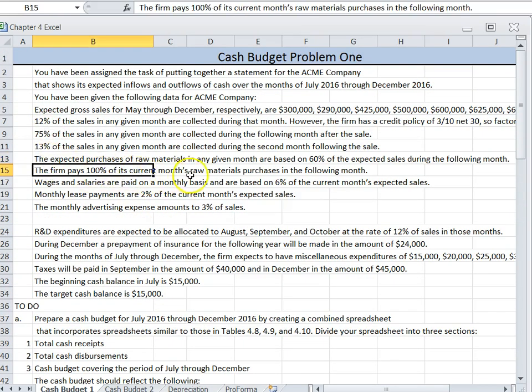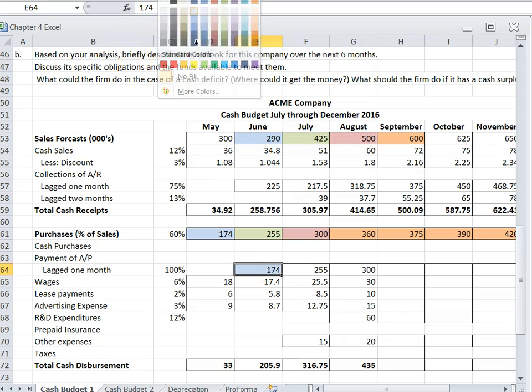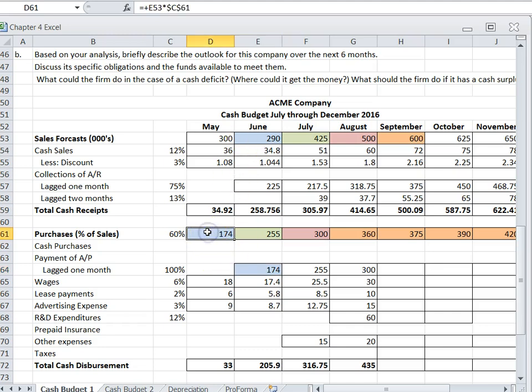The firm pays 100% of its current month's raw material purchase in full in the following month. Okay, so we wait 30 days to pay. So we're paying 100%. So here, see how this is the same number? We received it in May, and we're going to pay in June. Just like on a credit card. You receive your goods now, pay a month later.